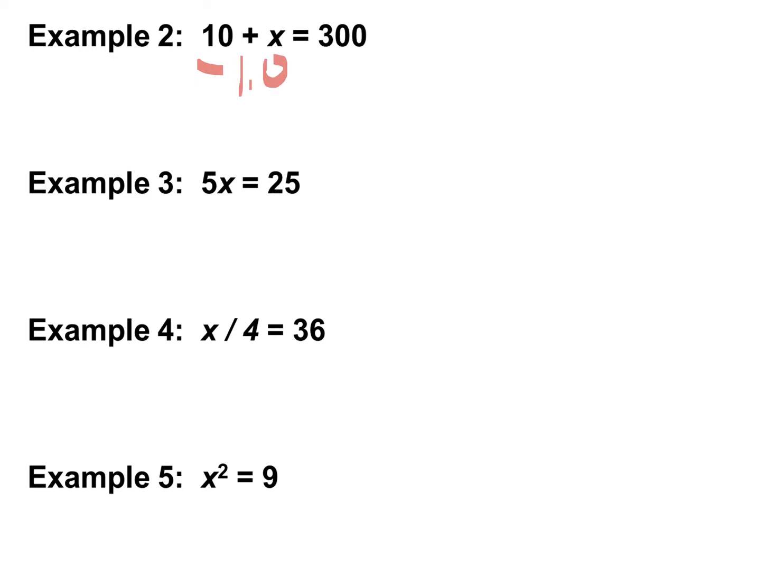Sorry, that's a mistake in the middle there. It's not 1.0, it's 10. Subtract 10 from both sides, so that gives me x equals 290.